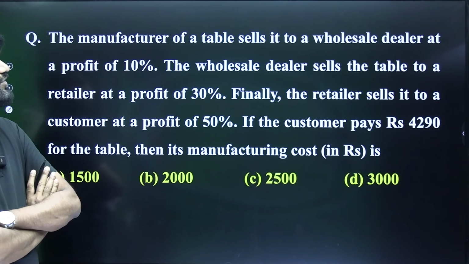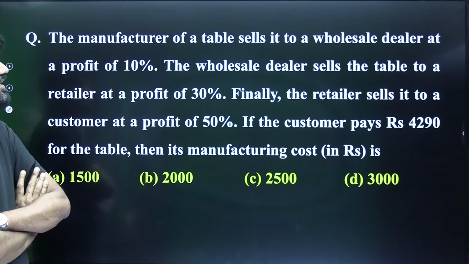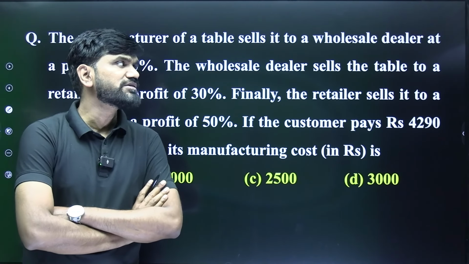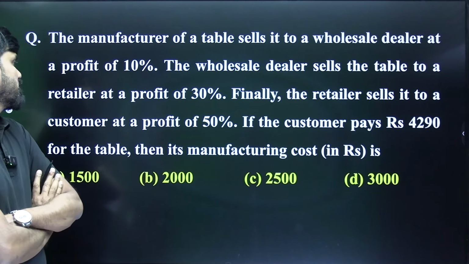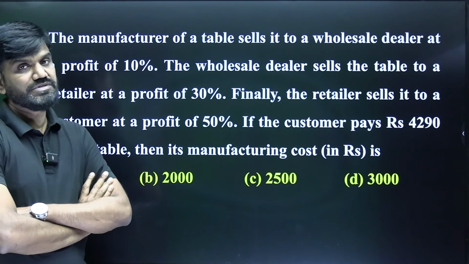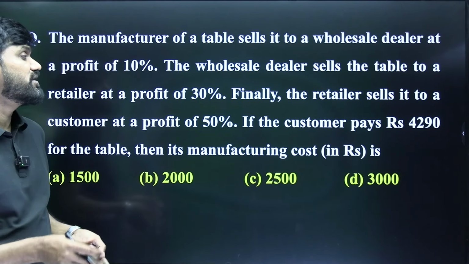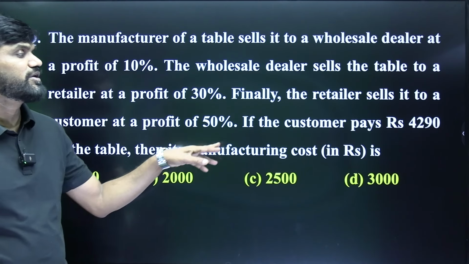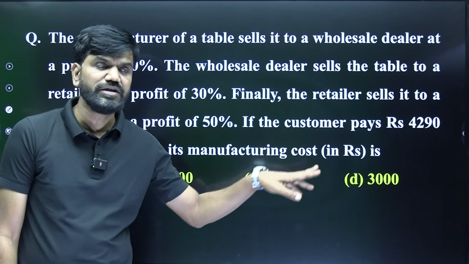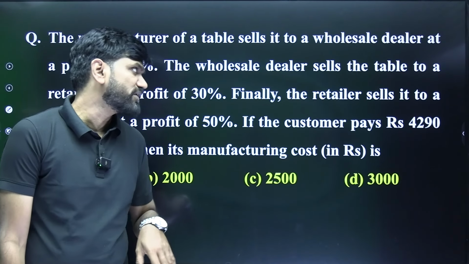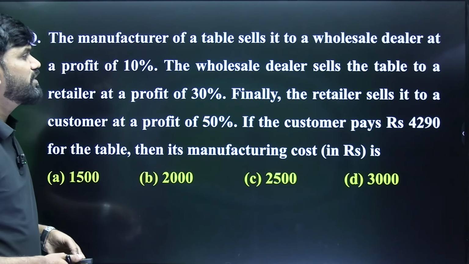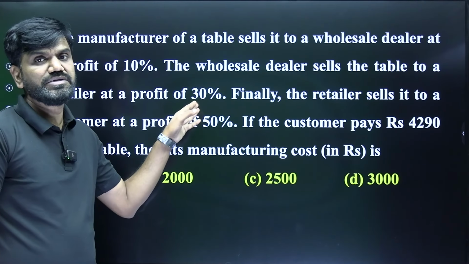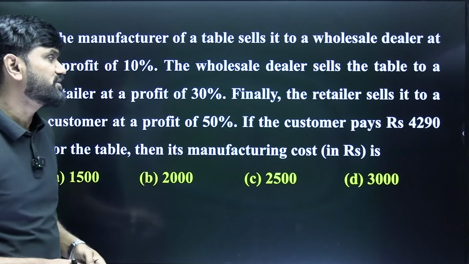The manufacturer of a table sells it to a wholesale dealer at a profit of 10%. The wholesale dealer sells the table to a retailer at a profit of 30%. Finally, the retailer sells it to the customer at a profit of 50%. If the customer is paying rupees 4,290, then find the manufacturing cost. So manufacturer to wholesaler 10%, wholesaler to retailer 30%, retailer to customer 50%.